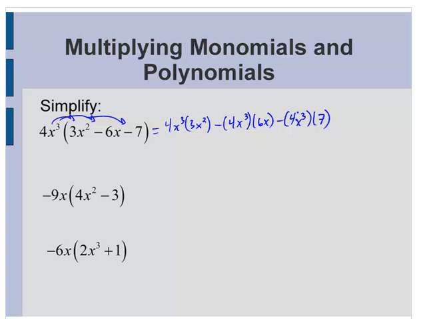Alright, now that we've applied the distributive property, I would have 4 times 3 times x cubed times x squared minus 4 times 6 times x cubed times x minus 4 times 7 times x cubed. So I'd have 12x to the 5th power minus 24x to the 4th power minus 28x to the 3rd power. Why don't you try the other two on the slide on your own? Now would be a good time to pause.